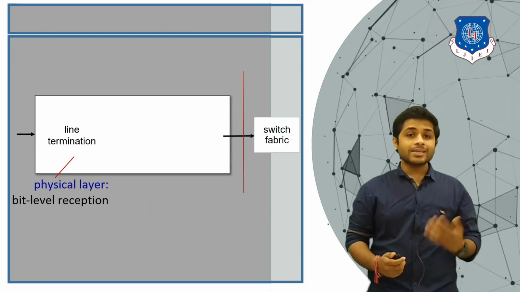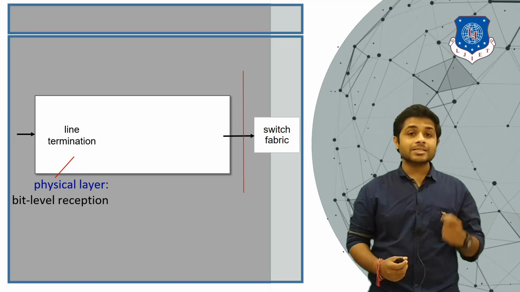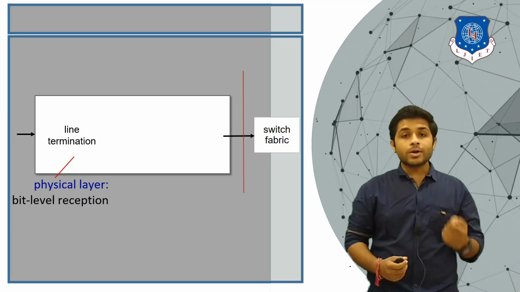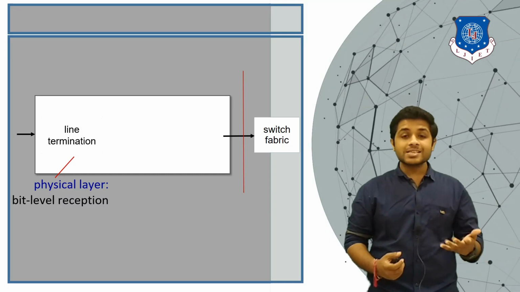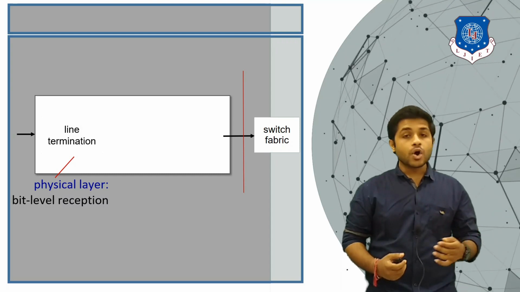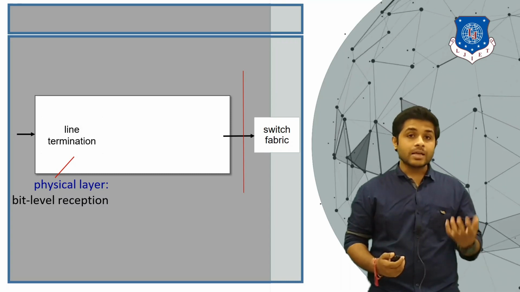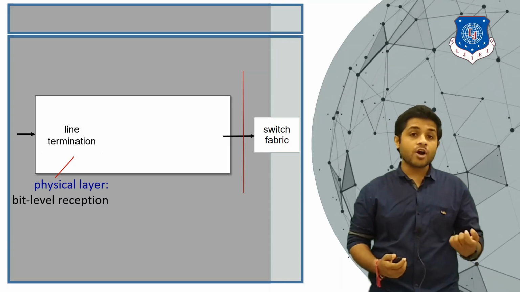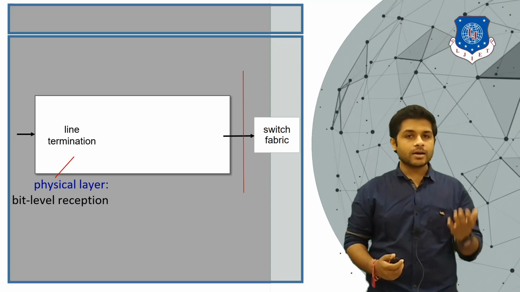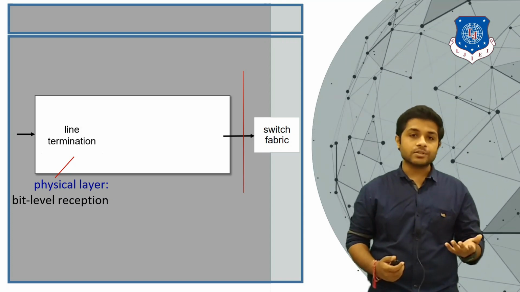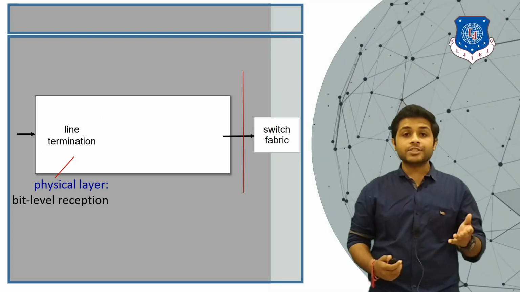So let's see what is inside the input port. The first block in the input port is the line termination. Now what is the line termination? Using this block, the router can receive the signal. The signal can be in the form of electromagnetic waves or in the form of voltage levels. If the router is connected wirelessly, then the received signal in this block will be in the form of electromagnetic waves. But if the router is connected by wire, then signals are in the form of voltage levels. And this block is generally situated in the physical layer.